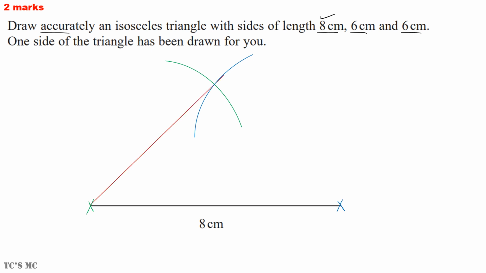Because we have drawn a 6 cm line correctly, we would get 1 mark. Now for joining up the other side, we have drawn a triangle where the other side is also 6 cm, so now we have our second mark.